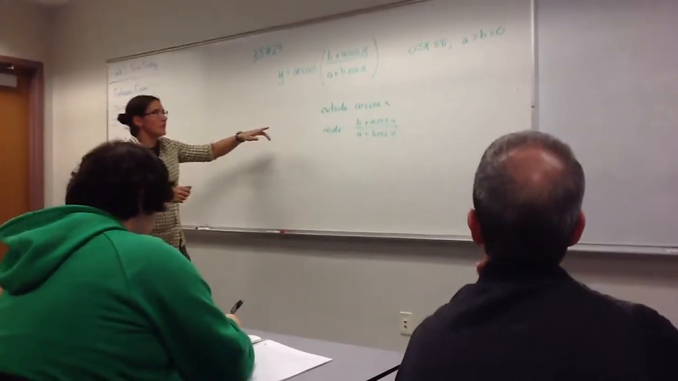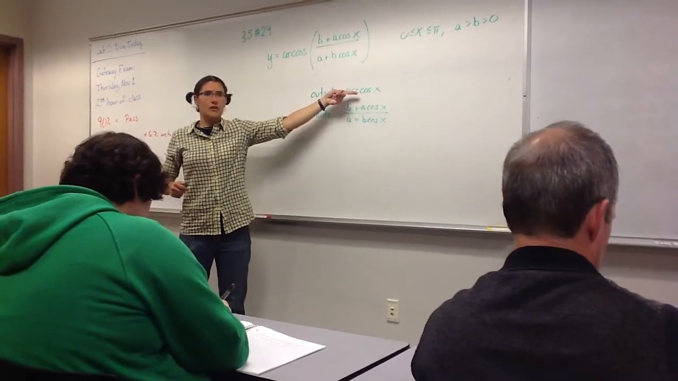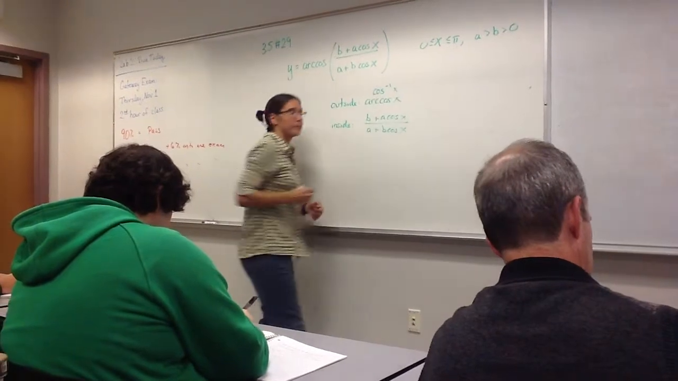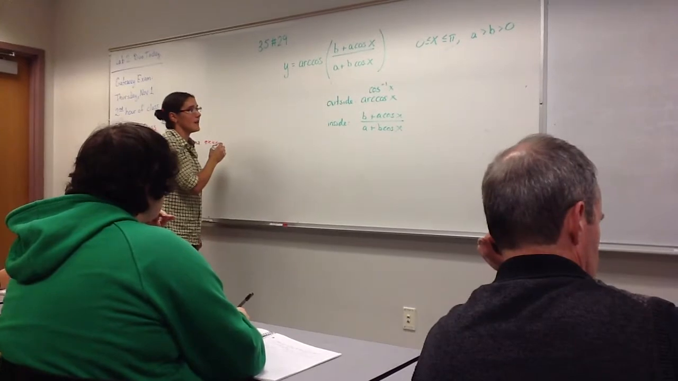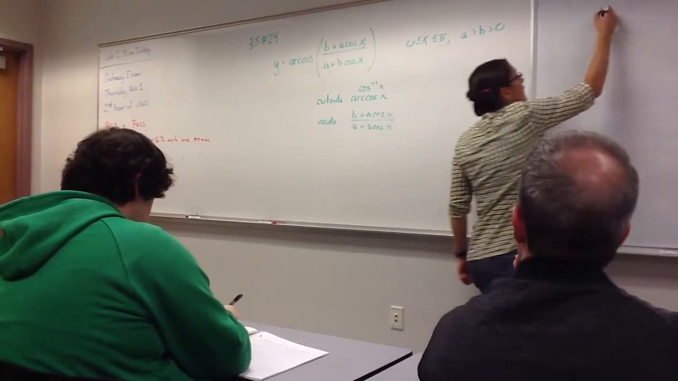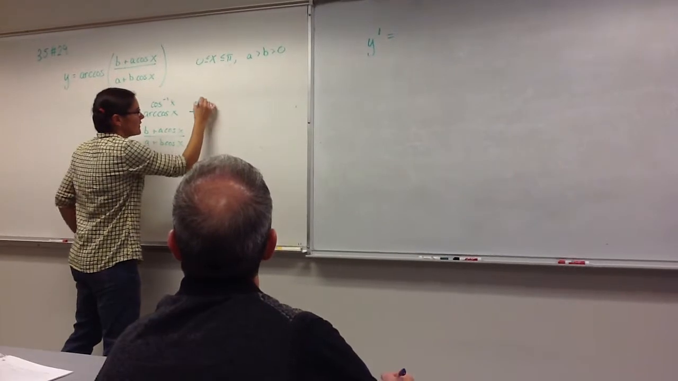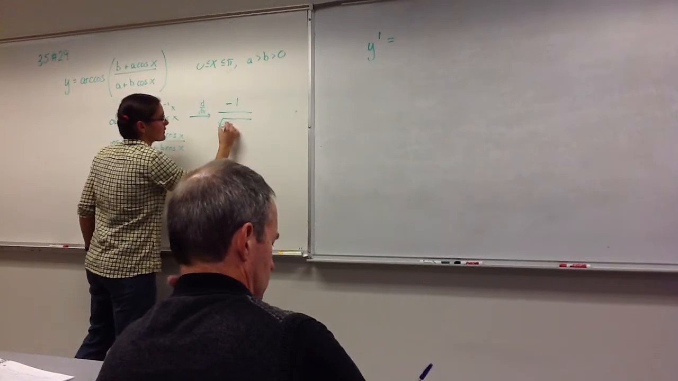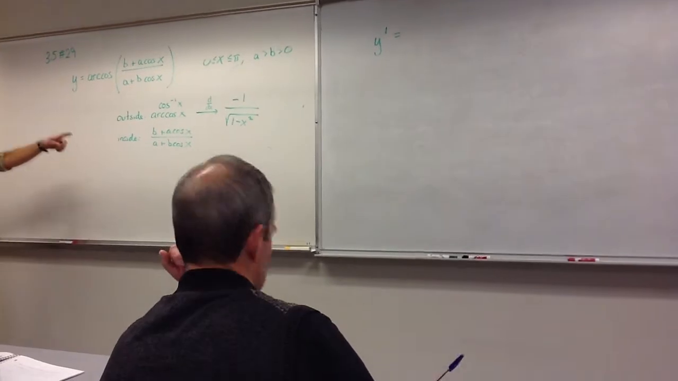Now a couple of things to notice here: a is our constant, whereas arc cosine is the same as inverse cosine of x. So the derivative of our outside, keeping the inside the same, looks like y prime is equal to, well, our outside function is arc cosine of x, and so its derivative looks like negative 1 over the square root of 1 minus x squared. And that's a good one to memorize.